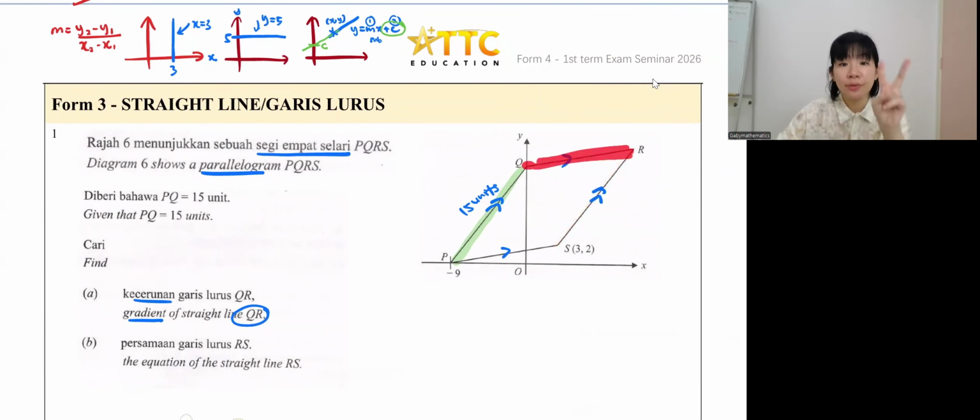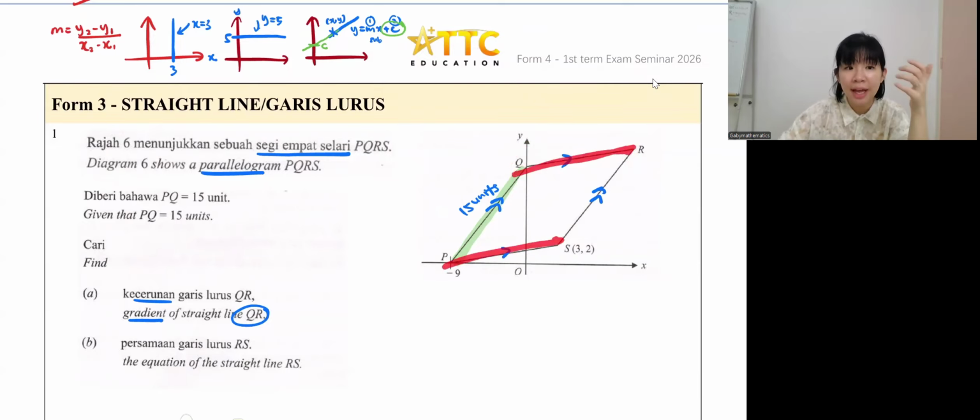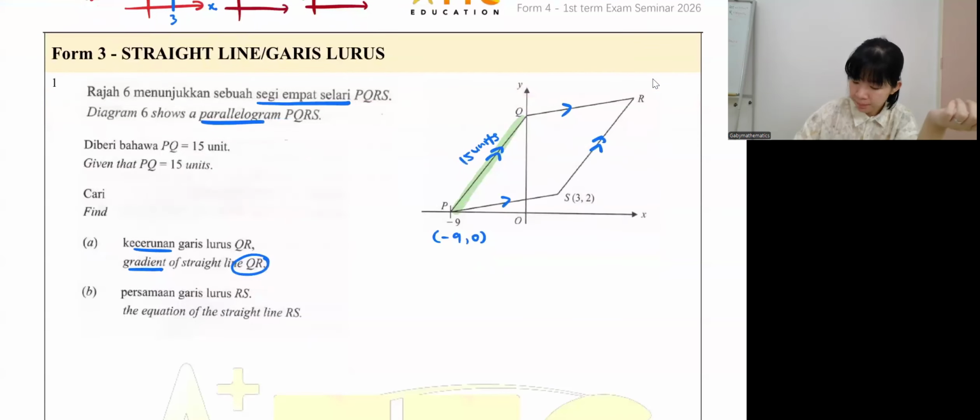Just now we said, as long as you have two coordinates, you can find gradient. Check this line, got two coordinates or not? QR. Don't have. QR, nothing, don't have. So if no coordinate, you can't find. So if you cannot use coordinate, it's okay. Since these two lines parallel, if parallel, they have the same gradient, isn't it? Keturunan yang sama. If garis selari. So we can pinjam P and S to find. Okay, P is negative 9, 0.